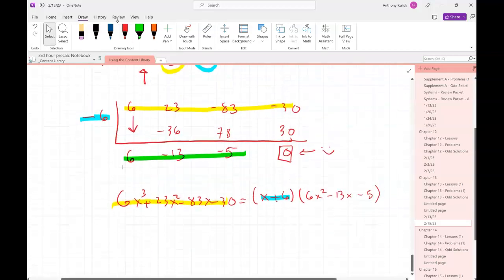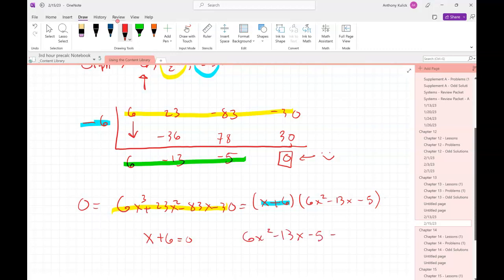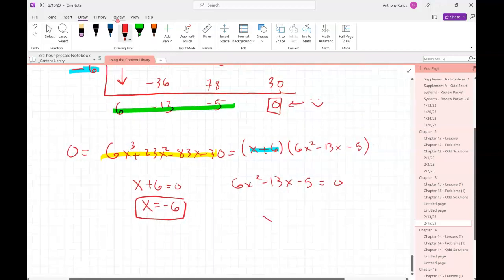So if I want to solve this now, remember this is equal to 0. So I can say x plus 6 has to equal 0, and 6x squared minus 13x minus 5 has to equal 0. Well, easy enough to solve x plus 6 equals 0. How do I solve 6x squared minus 13x minus 5 is equal to 0? You could try to factor that. Or what I would prefer to use in this case, since the leading coefficient isn't 1, I would use the quadratic formula. Very good.